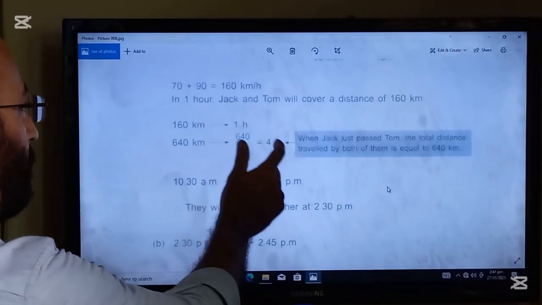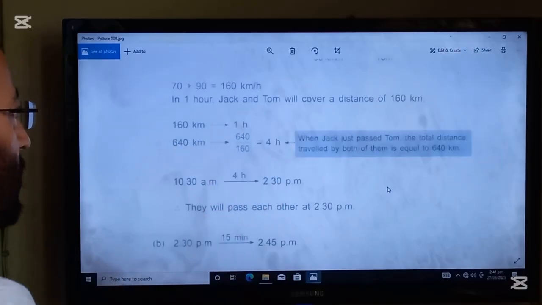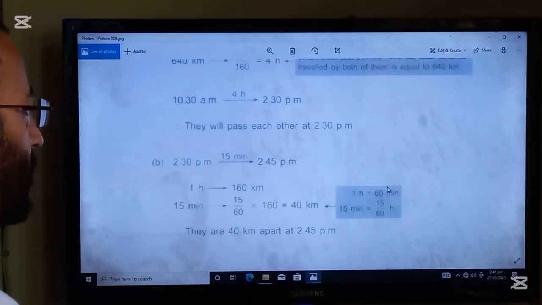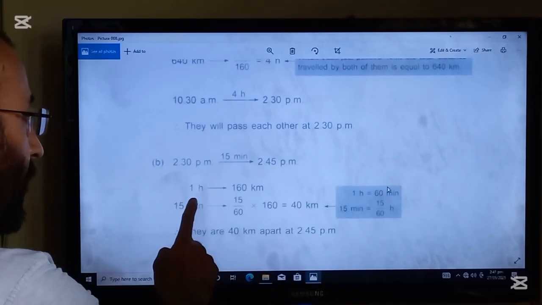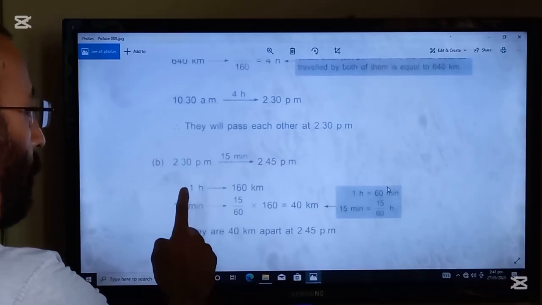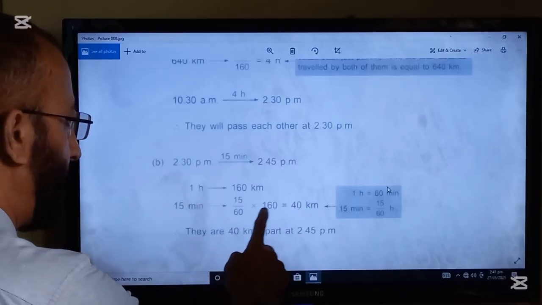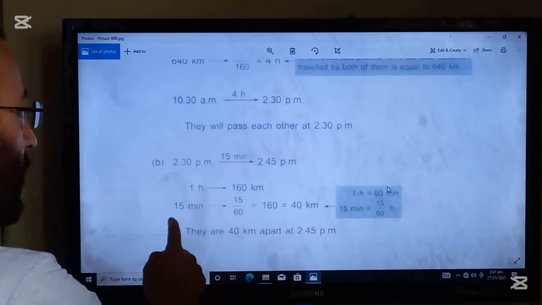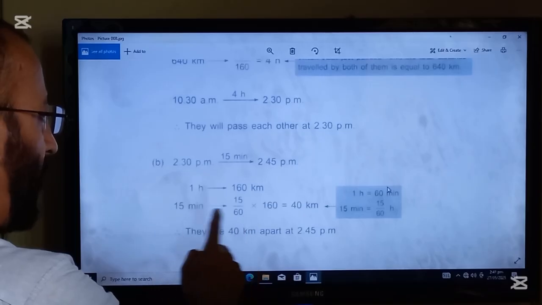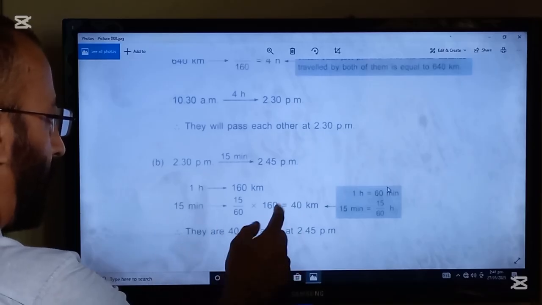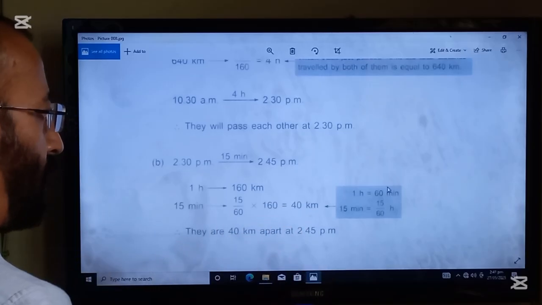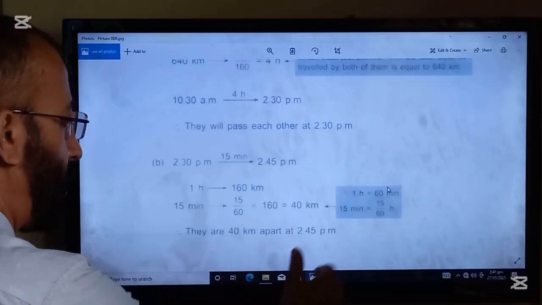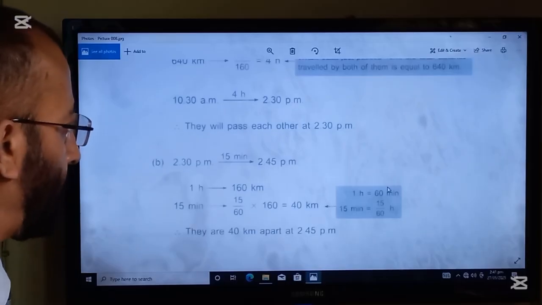Because in 1 hour the distance covered is 160 km. In 1 hour there are 60 minutes. So 1 minute will be equal to 160 over 60 kilometers, and for 15 minutes, we multiply 15 on both sides. After cancellation you will get an answer of 40 km. So this is the distance. They are 40 kilometers apart at 2:45 p.m.